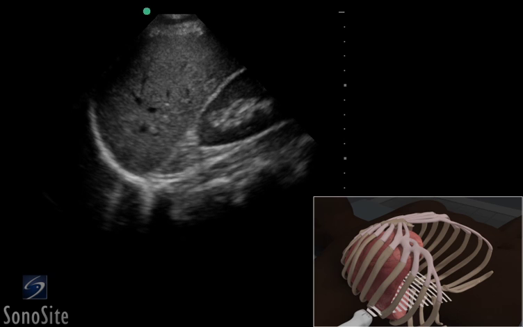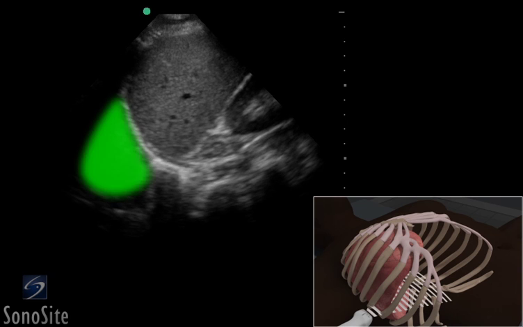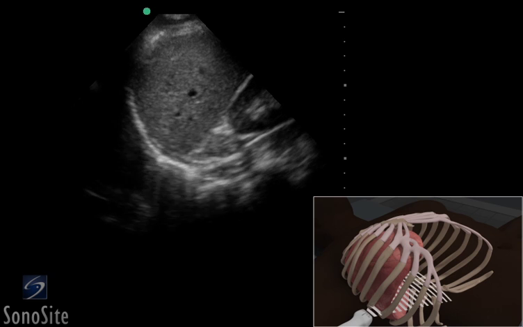Increase the scanning depth to view the interface between the pleural space and diaphragm. In a normal patient, a mirror image artifact of the liver or spleen will appear above the diaphragm.